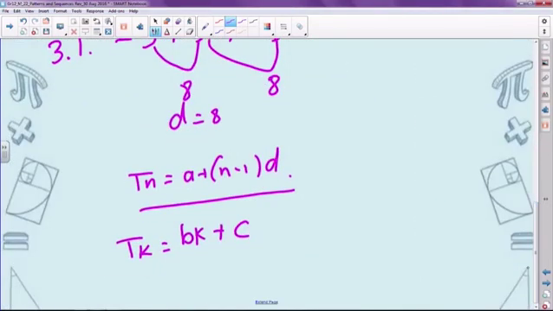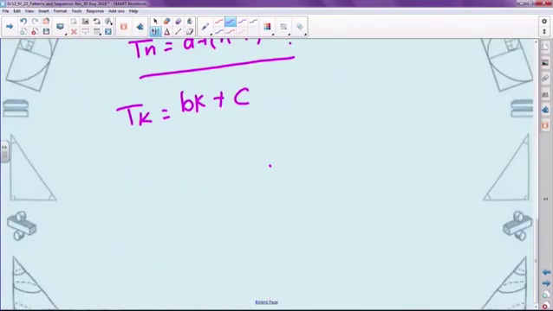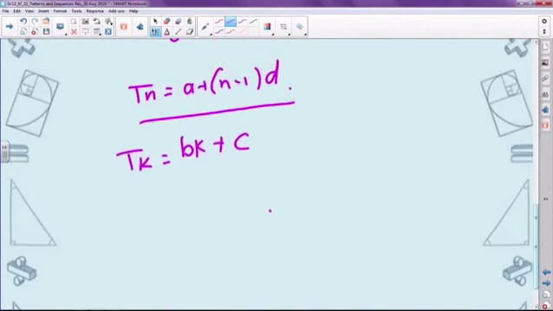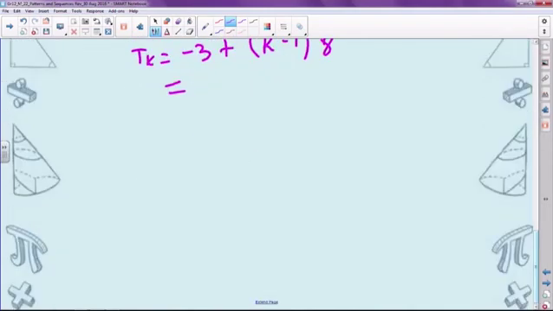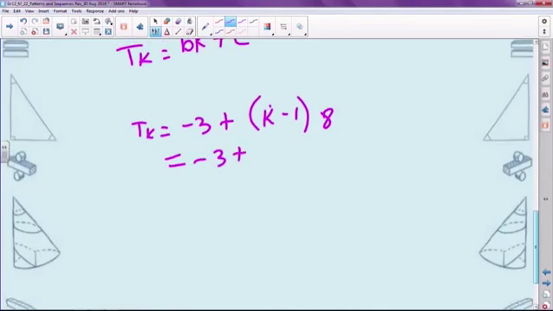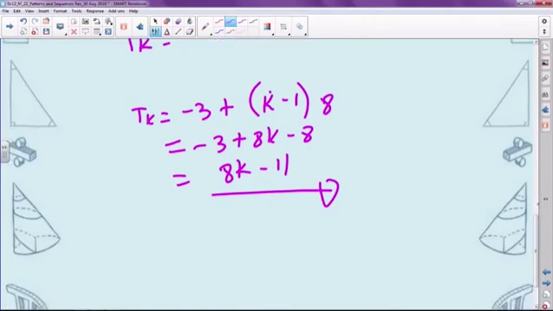Okay, so to get it in that form of Tk is equal to something, I'm going to have Tk is equal to a, which was minus 3, plus n minus 1. Instead of n, we're going to use k, so that we use the same variable as what they've asked us to, and d had a value of 8. You can then simplify this, and you'll get minus 3 plus 8k minus 8. That's going to give you an answer of 8k minus 11. Okay, and that's the correct form of what they asked you to make this look like.